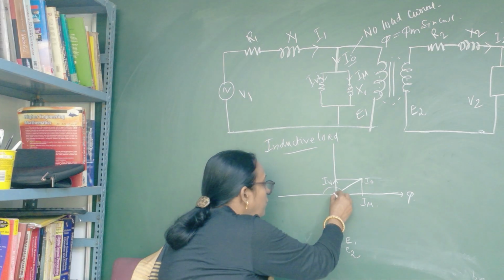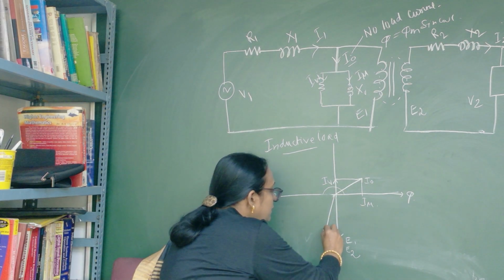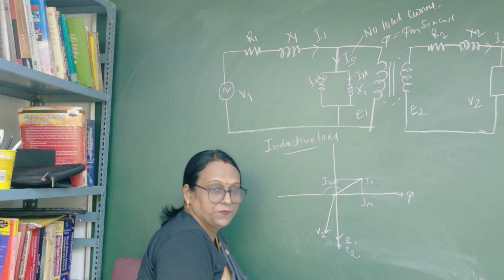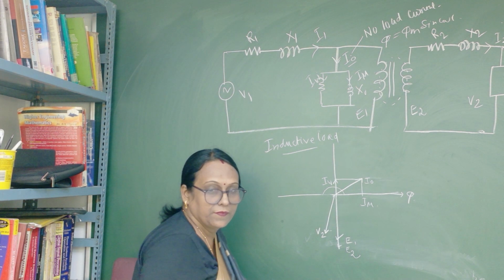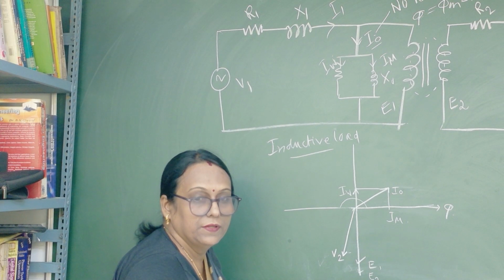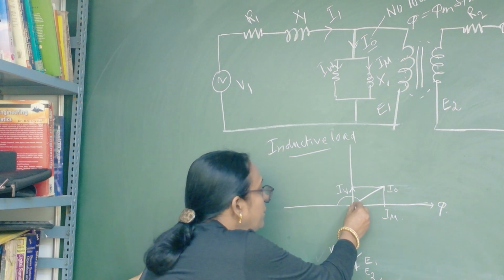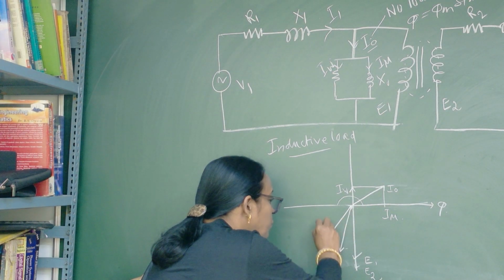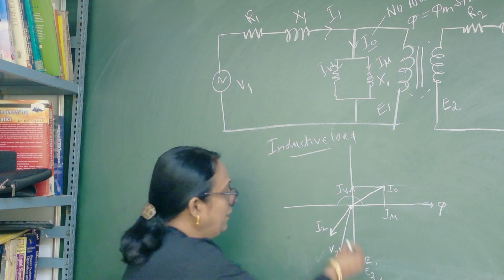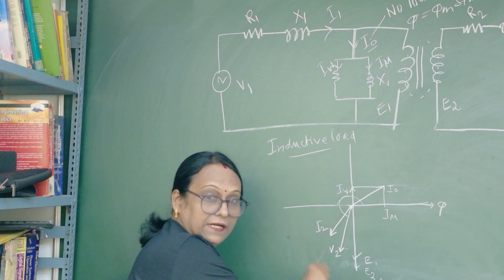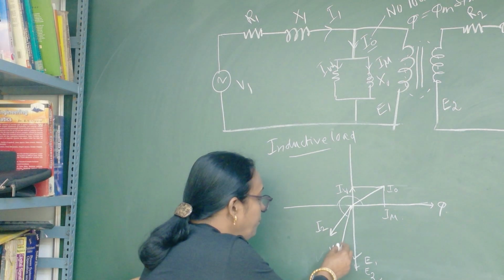So first we draw V2. Then we will draw the I2 current. Here V2 leads I2. This is the inductive load.